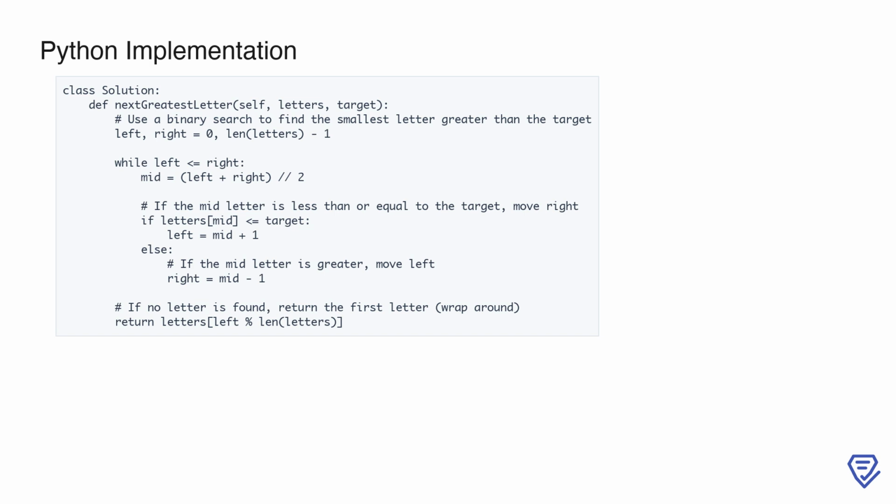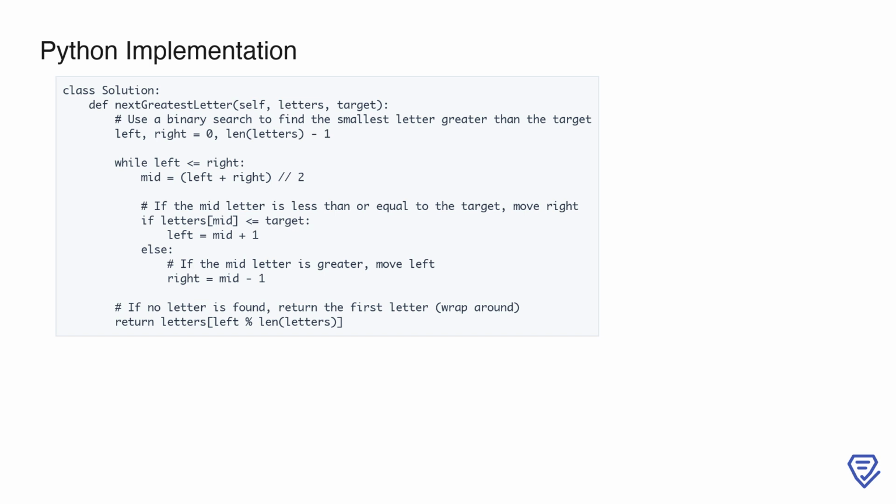Explanation of the code. 1. Initialization. The left and right pointers are initialized to the first and last indices of the letters array, respectively. 2. Binary search loop. The binary search algorithm is implemented within a while loop that continues until left exceeds right. The midpoint, mid, is calculated as the integer division of left plus right, // 2.